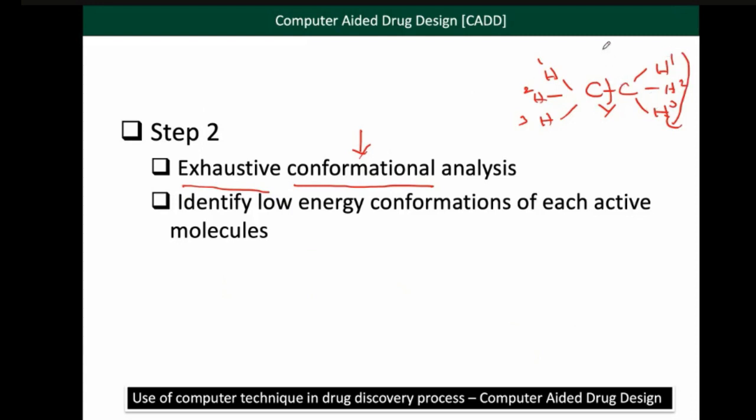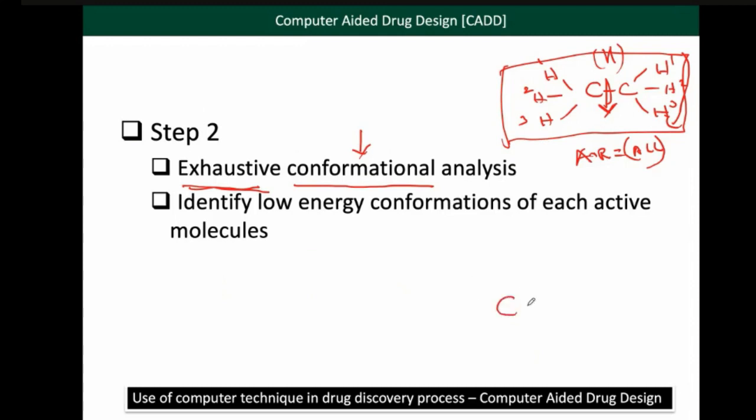So we can generate n number of conformations. The number of conformations depends on the degree of rotation. Depending upon the degree of rotation, I can generate n number of conformations. That is what is called conformational analysis, right? So what is the exhaustive conformational analysis? If you perform complete conformational analysis for this molecule with all possible angles of rotation, if you do such conformational analysis, that is what is called the exhaustive conformational analysis.